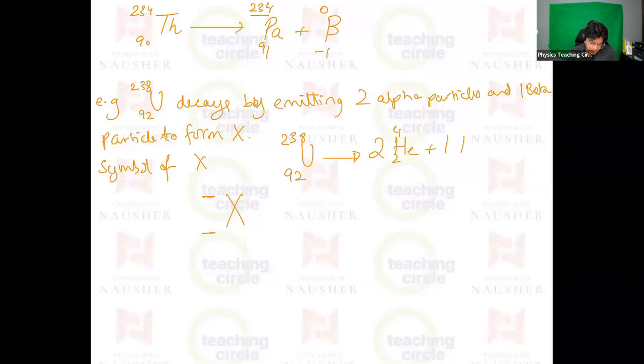And one beta particle, one beta 0 minus 1, written, and it forms X. Now X has mass number A and proton number Z. Are you guys with me?